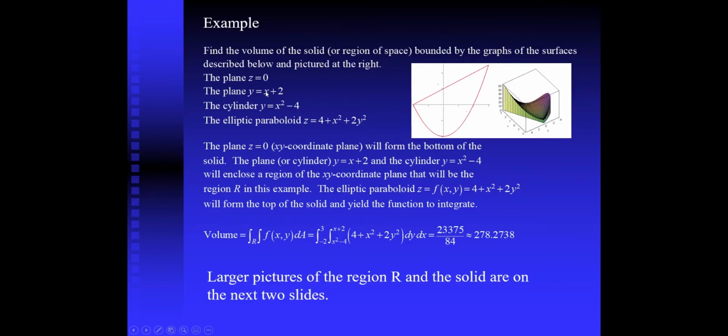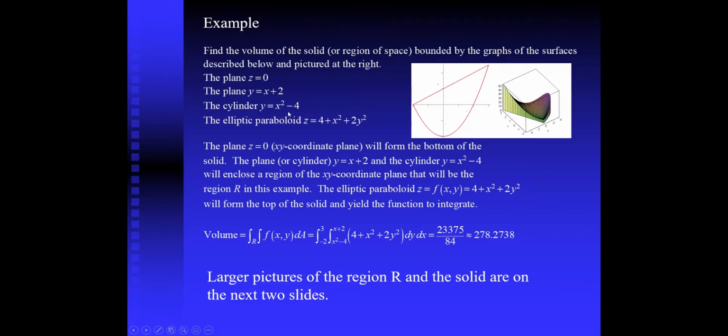For example, if we wanted to find the volume of a solid or a region of space, pictured here with this base, bounded by the plane z equals 0 on the bottom, by the elliptic paraboloid z equals 4 plus x squared plus 2y squared on the top, and then on the side, along is the plane. Now remember, y equals x plus 2 in the xy coordinate plane is a line, but in space with the z-axis it is a plane. This plane pictured right here. Then the cylinder y equals x squared minus 4.